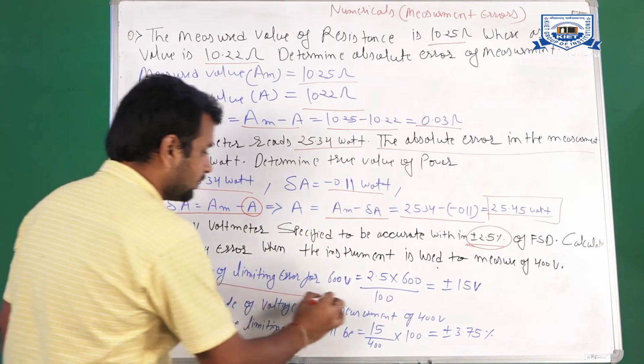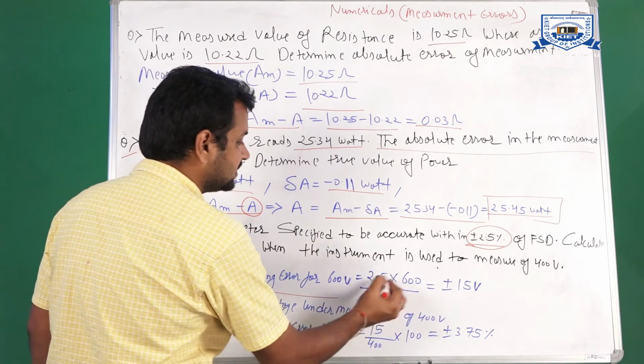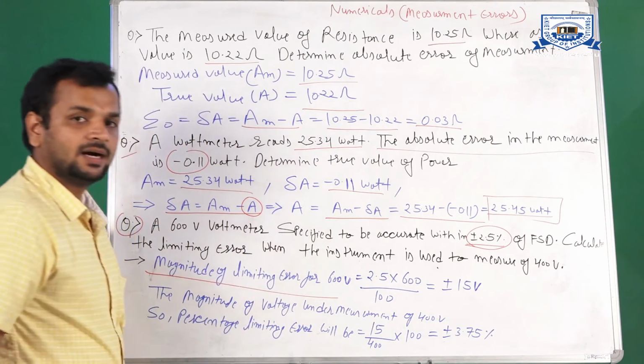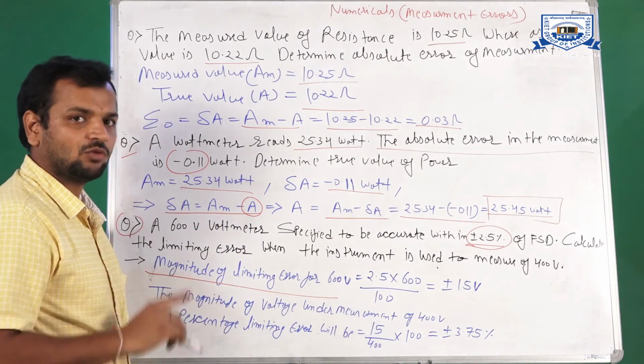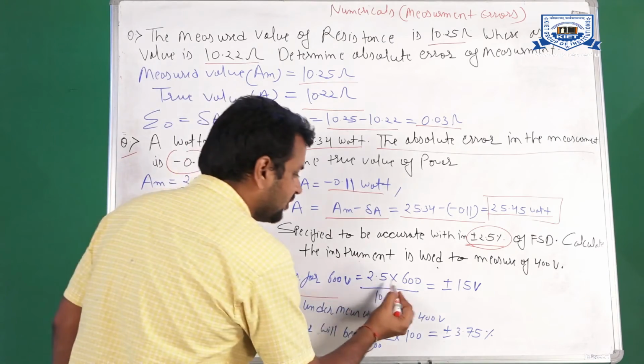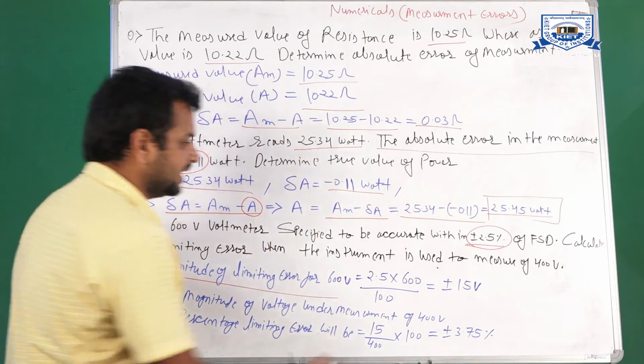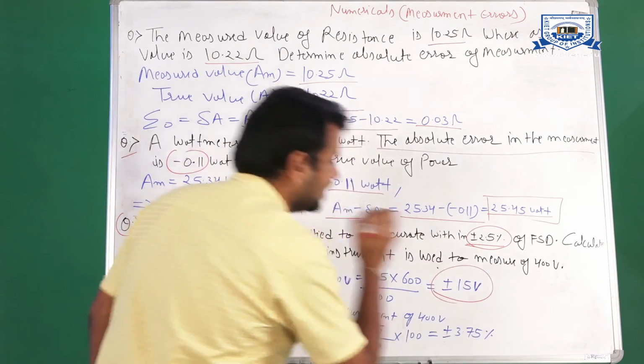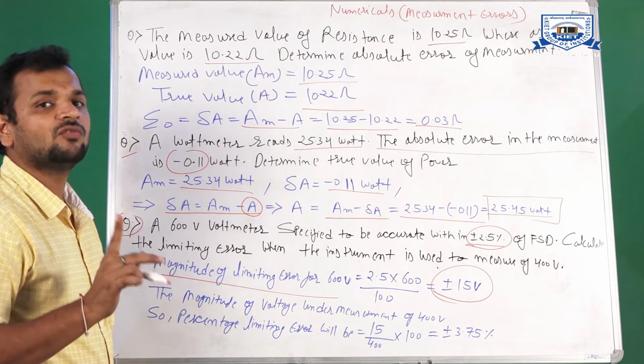So what will be the magnitude of limiting error for 600 volt? That will be 600 into 2.5 by 100. We have seen the formula for limiting error, so that will be 2.5 into 600 by 100, which is equal to plus minus 15 volt in terms of magnitude.